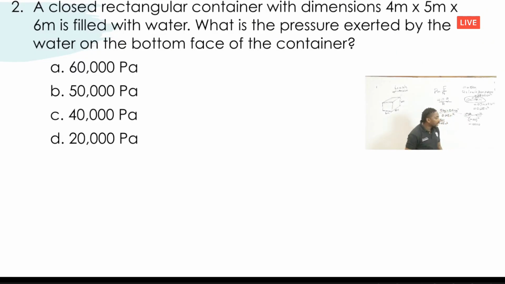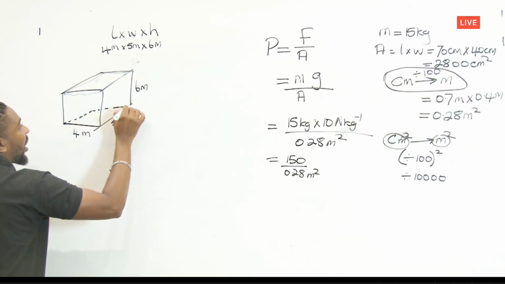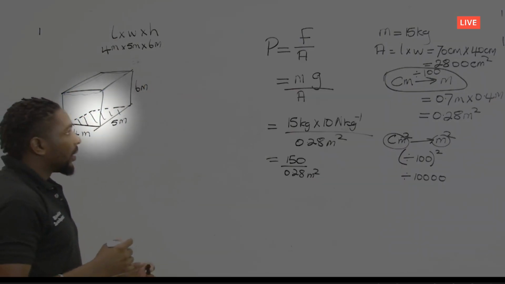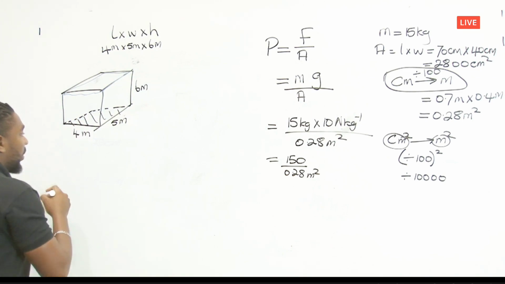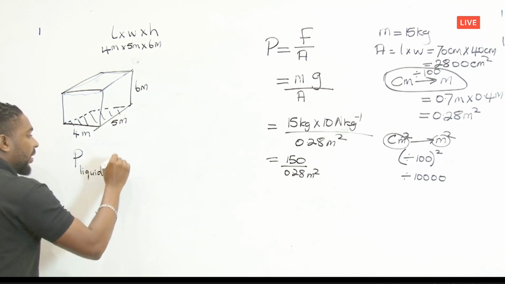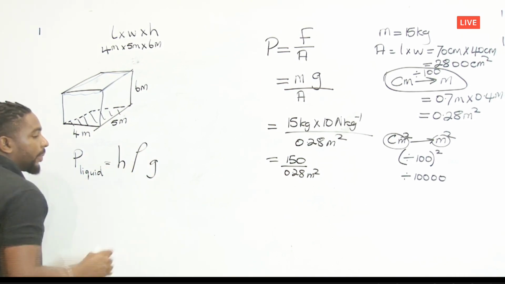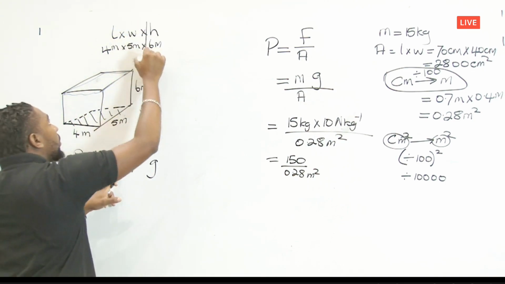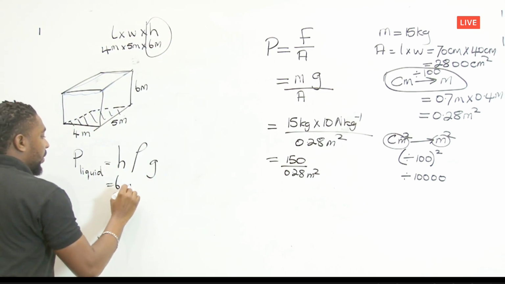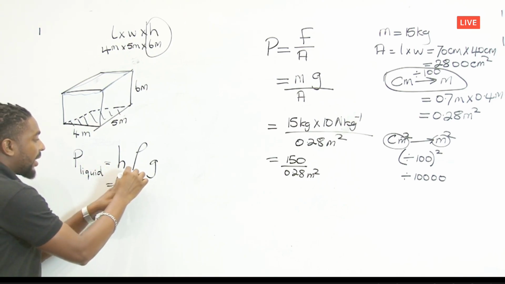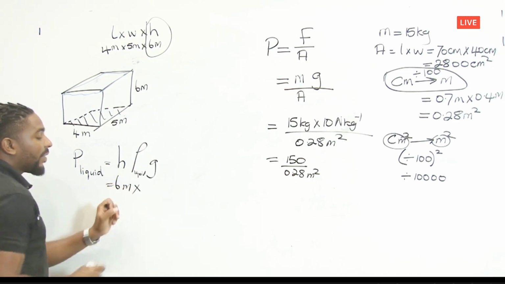So this container is filled with water. All right? So the question asks, what is the pressure exerted by the water on the bottom face of the container? So we want to know what is the pressure at the base. What is the pressure at this base here? At the bottom. Now, it is asking for liquid pressure. So we have to use the formula for finding liquid pressure, which is H rho G. Good? H, given in the question, is 6 meters.